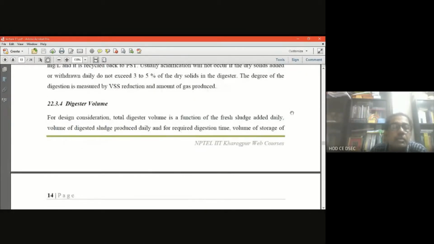We have come to how to determine the digester volume. Let me describe the process. Then we will solve one practical problem on how to determine the digester volume.